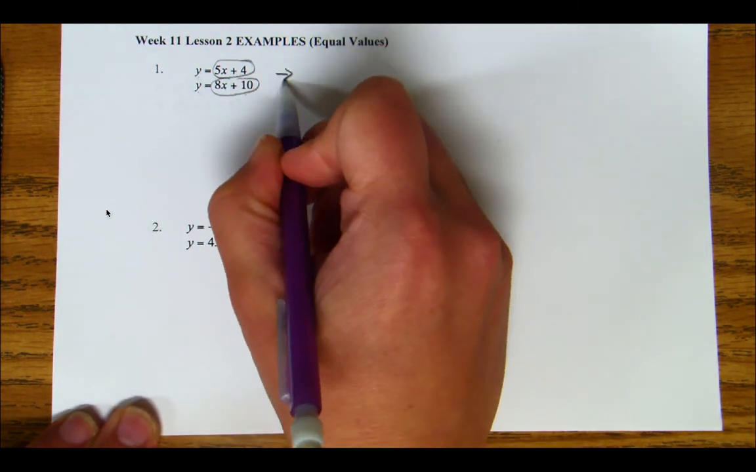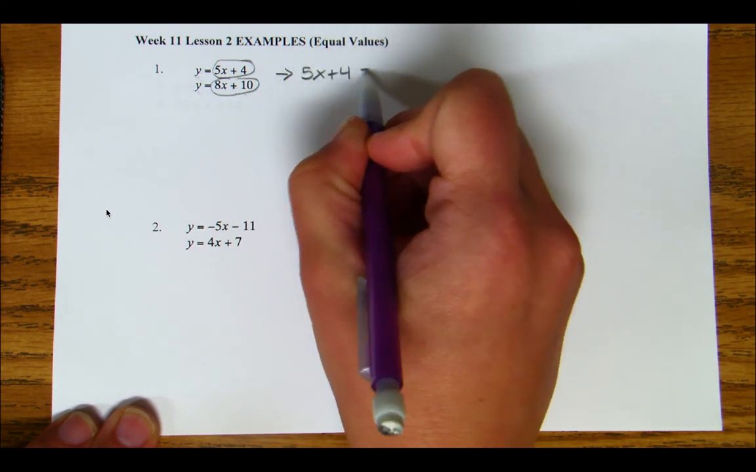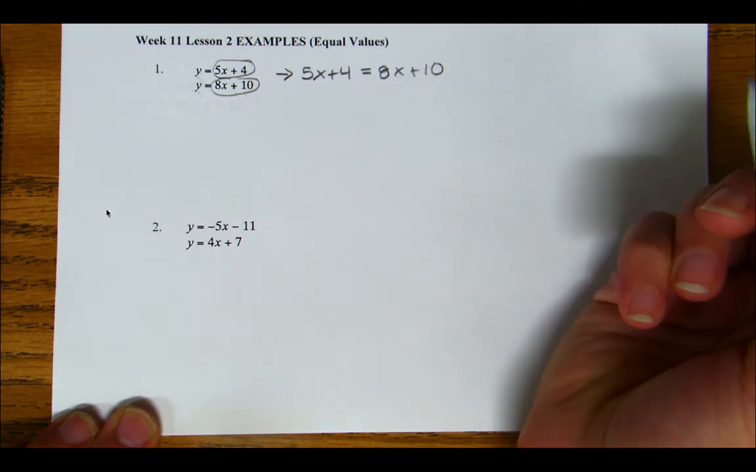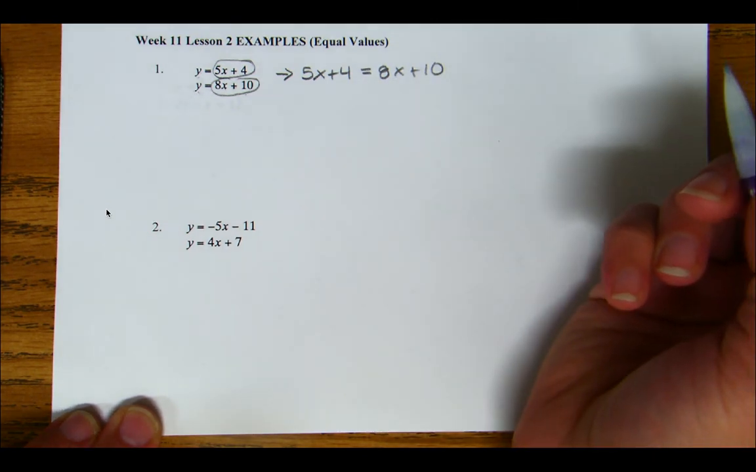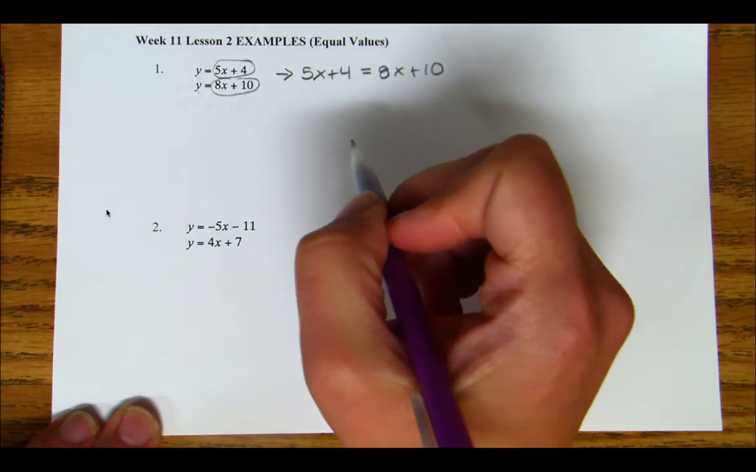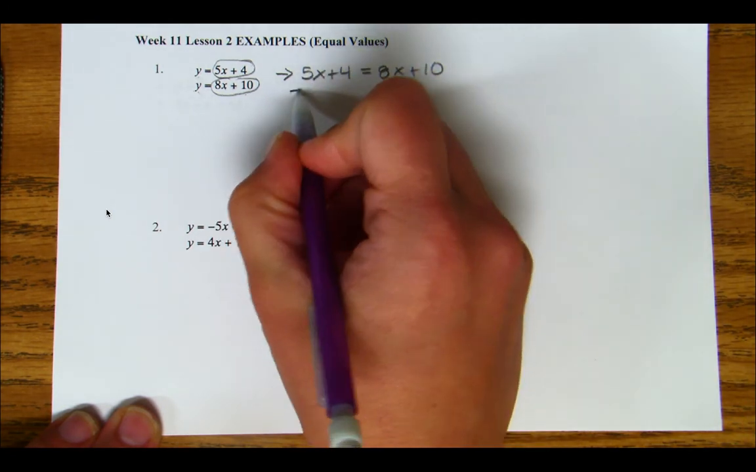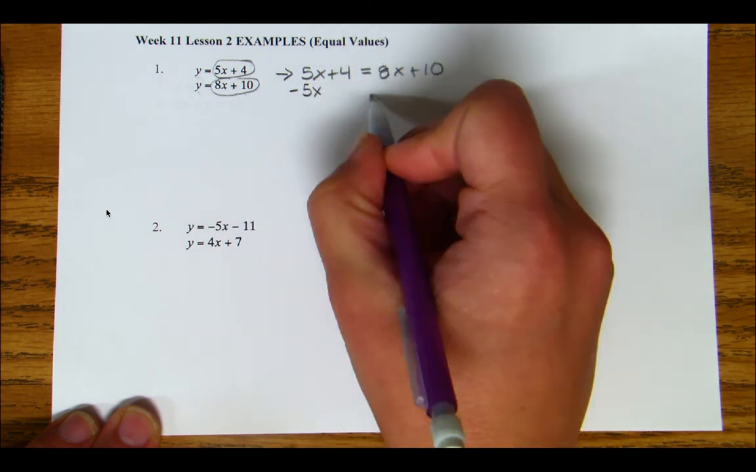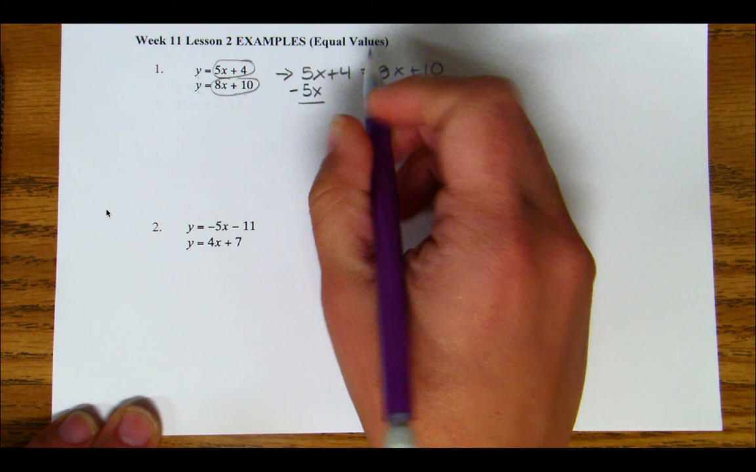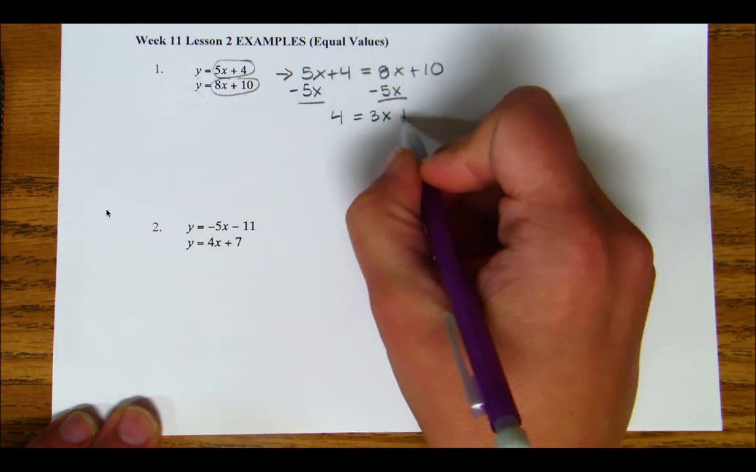So what I end up with is 5x plus 4 equals 8x plus 10. From there, I want to solve for x. The first thing I want to do is move my 5x. Of course, you can do this in a different order. It doesn't really matter. I'm going to move my 5x by subtracting on both sides. That leaves me with 4 is equal to 3x plus 10.